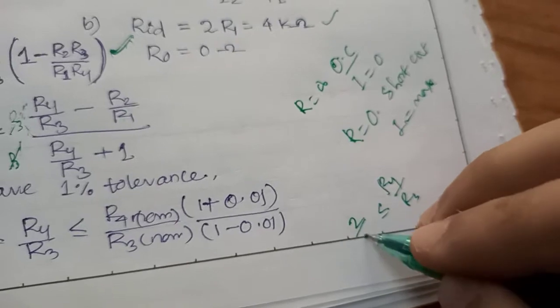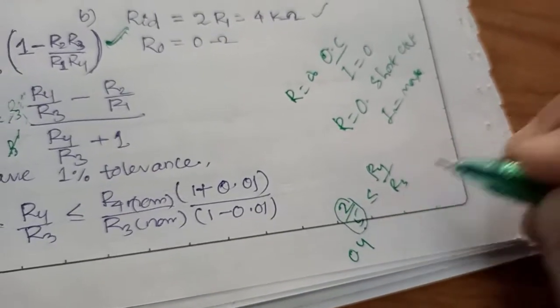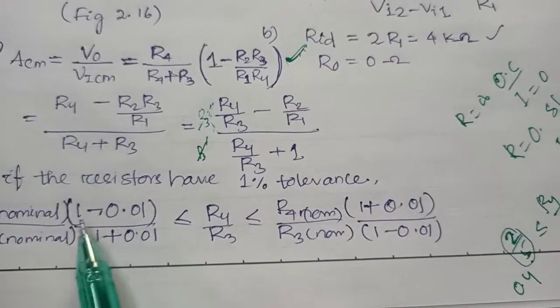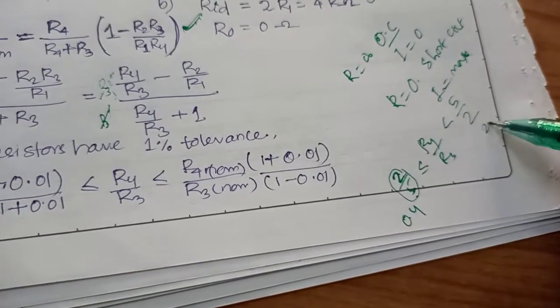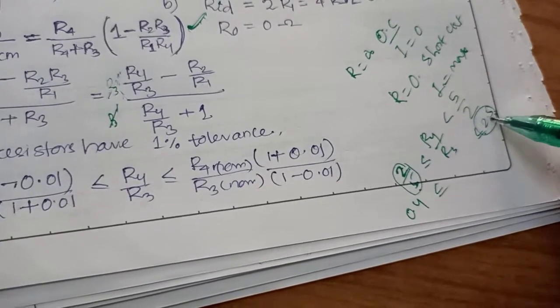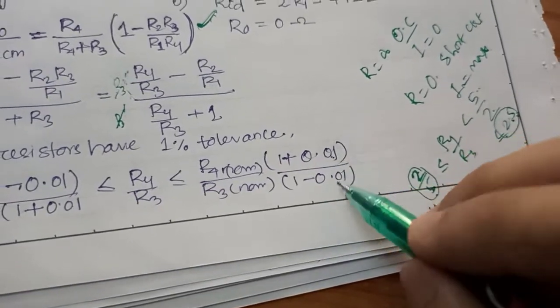If this is 2 and this is 5, then this value is 2 by 5, that is 0.4, and this 2 is minimum, 5 is maximum. Similarly here, this is the minimum value, this is the maximum value, and at this side this is 5 and this is 2, so this ratio is 2.5. So this is the maximum value, 2.5. How is it becoming maximum? Because the numerator is maximum and the denominator is minimum. That is the same, maximum and minimum.